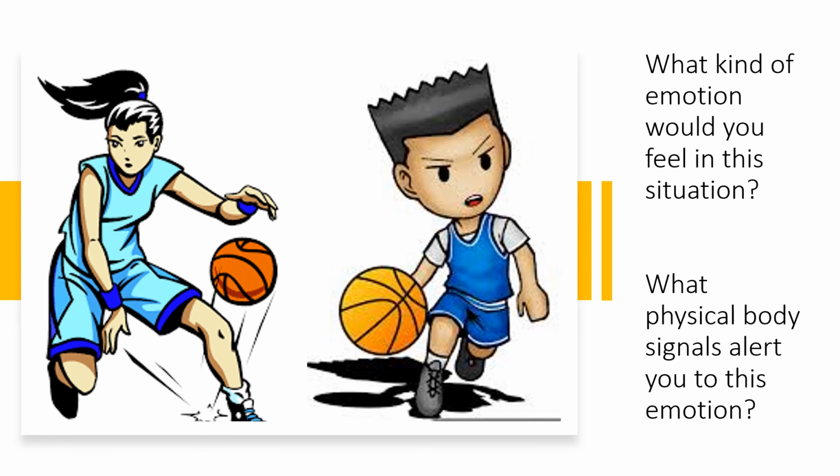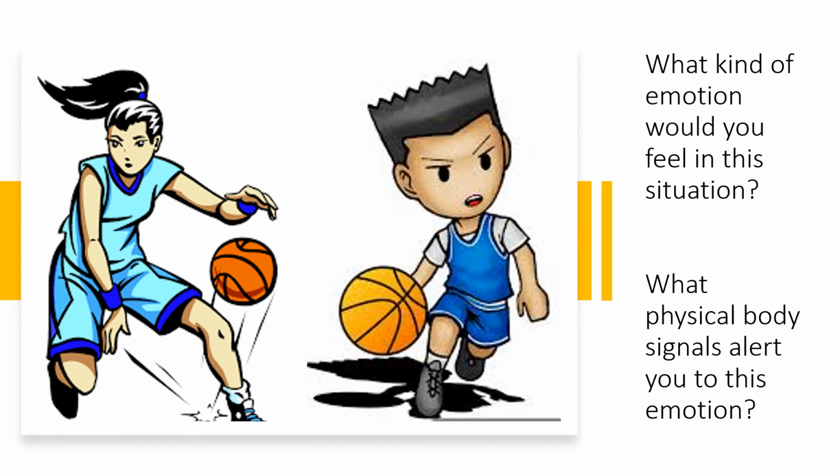Okay, think for a moment. Maybe you said you were excited. Some of you might have felt fear. Some of you felt nervousness. Those could be some possibilities. And now I want you to think of what physical body signals would alert you to this emotion. Okay, think for a moment.